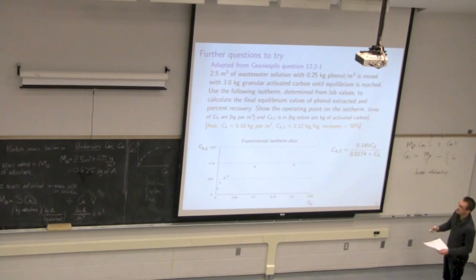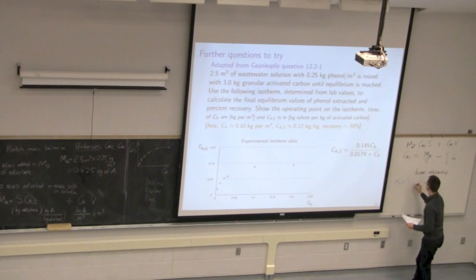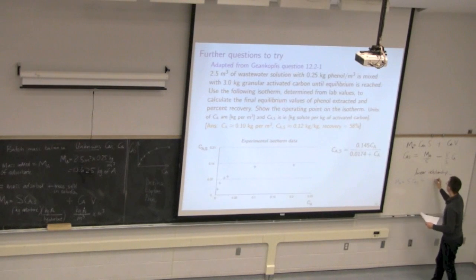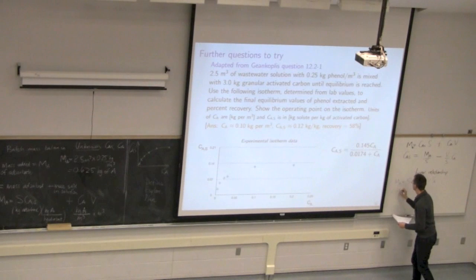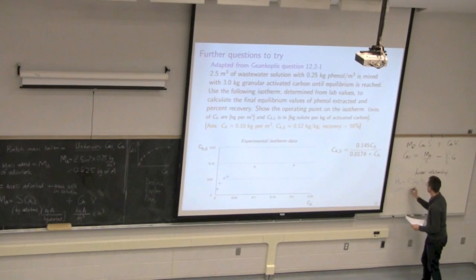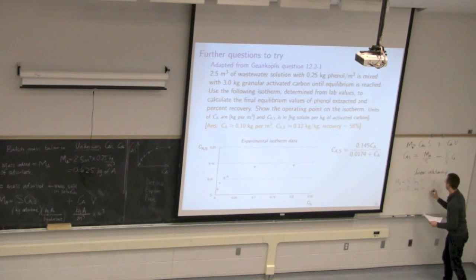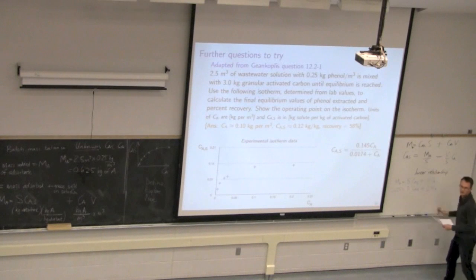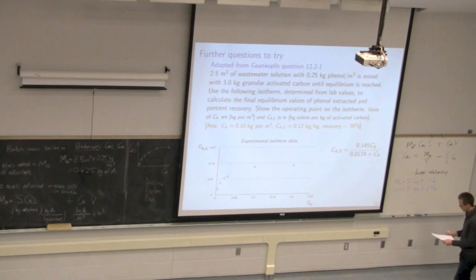Okay, so if we write out that equation then, I'm going to go back to that form over there: MA is equal to S times CAS plus V times CA. If we sub in the numbers, we get 0.625 is equal to 3 times CAS plus 2.5 CA. Okay, or rearranging then, we can find another equation.